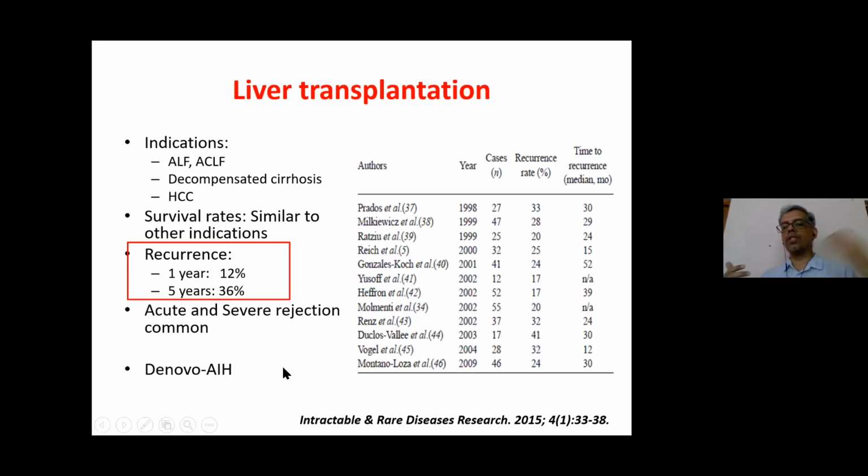So a person who doesn't have autoimmune hepatitis as the indication for liver transplantation may develop autoimmune hepatitis after transplantation. The management and the evaluation are the same as for the rest of the autoimmune hepatitis group, as we have discussed in the initial part of the talk.